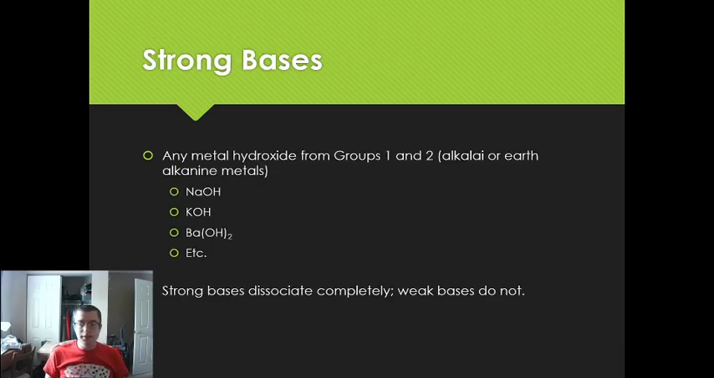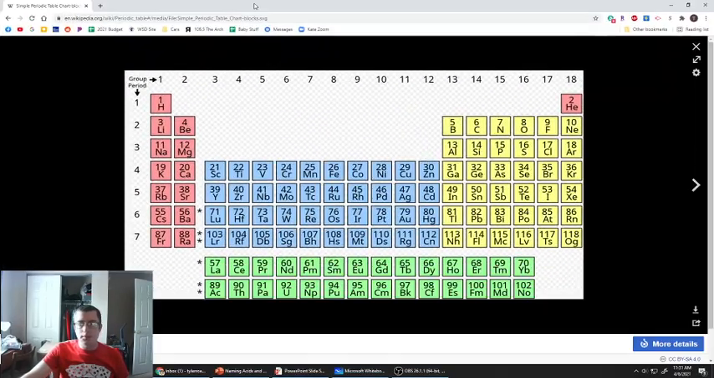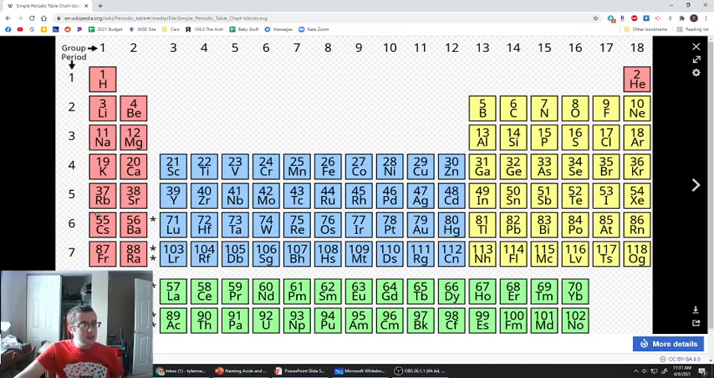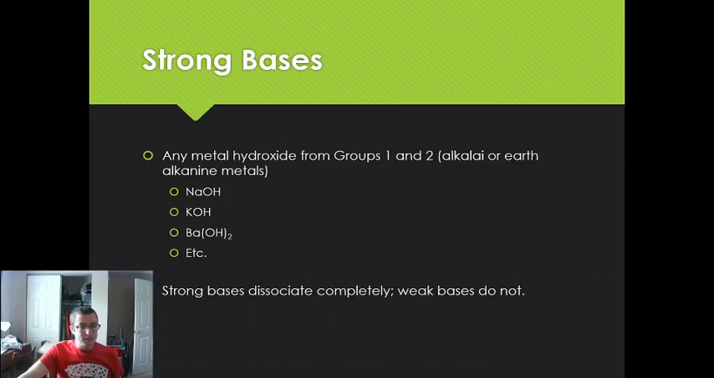All right, and then we've got strong bases. Strong bases are going to be any metal hydroxide from groups 1 and 2. Remember, those are the alkali or alkaline earth metals. If we look at the periodic table real quick, any hydroxide made up of lithium, sodium, potassium, rubidium, cesium, francium, or beryllium, magnesium, calcium, strontium, barium, radium is going to be a strong base. If it is literally anything other than those, then it's considered a weak base.